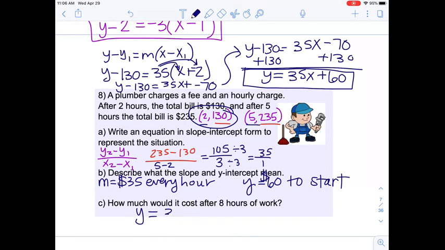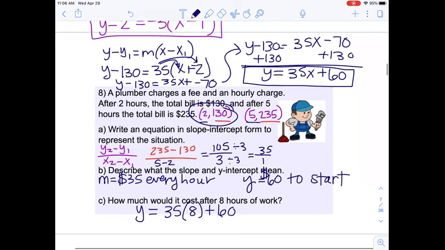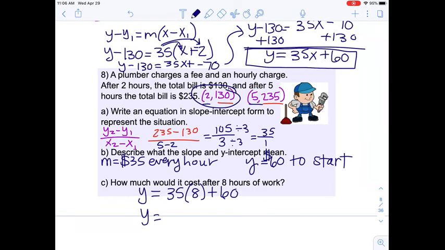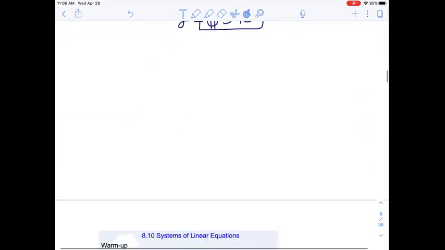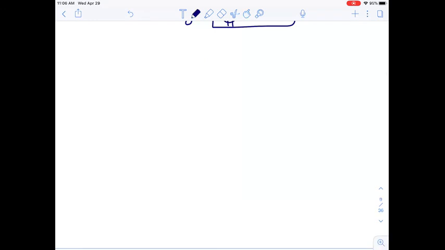And then it asks how much would it cost after 8 hours of work. All we have to do is we have to plug in 8 to our formula and solve. So y equals 35 times 8 is 280 plus 60. Then we solve that and we're left with $340. So for 8 hours, it's going to cost $340.